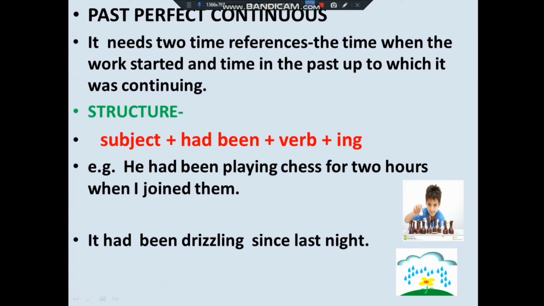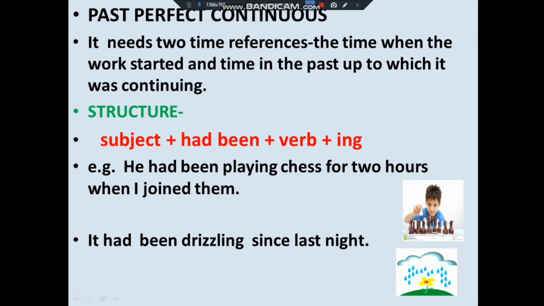He had been playing chess for 2 hours when I joined them. Means two time references are given over here, and two time references of past. Means when the work started and the time in the past up to which it was continuing. Continuing means when I joined, the work was in continuation. Okay. Now move to the next example.